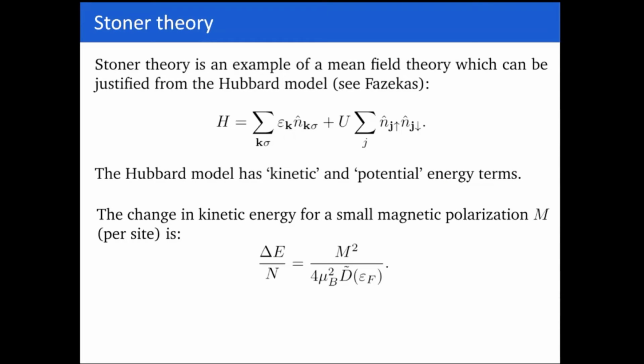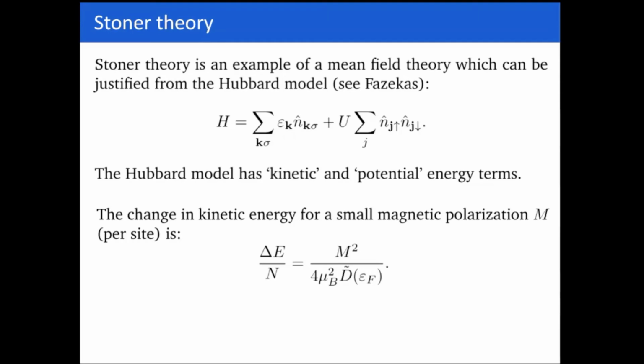Right, now let's look at the Stoner theory. Stoner theory is an example of mean field theory, and in fact Stoner theory is based on the Hubbard model, which is a simple model to describe interactions in metals, and one of the things that can come out of the Hubbard model is ferromagnetism.